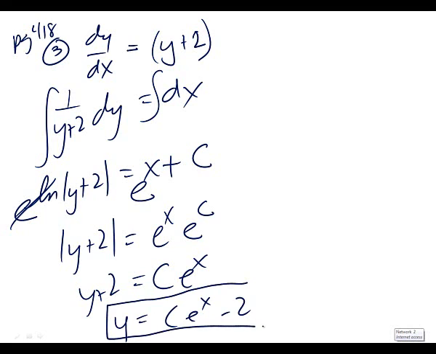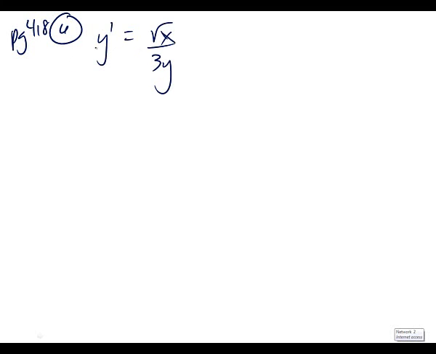What is this called? Separation of variables. They say solve the differential though. So are we just at 6 now? Have we done 6 yet? Okay, so page 418, number 6. Alright, so you've got y prime equals the square root of x over 3y. So again, you have to think of that as dy dx.